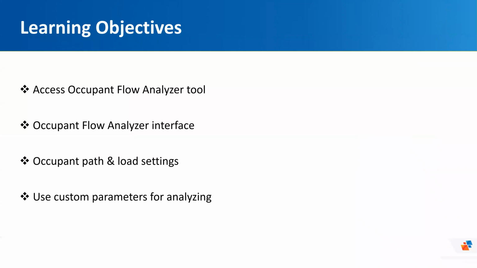Today's learning objectives are how we can access the Occupant Flow Analyzer tool from CTC, and what it does. We're also going to look over the Occupant Flow Analyzer interface, some of the occupant path and load settings that we can use as we work through it, and how we can use custom parameters for analyzing. The tool allows you to calculate and make analytical views and elements to help you process egress pathing within your projects.